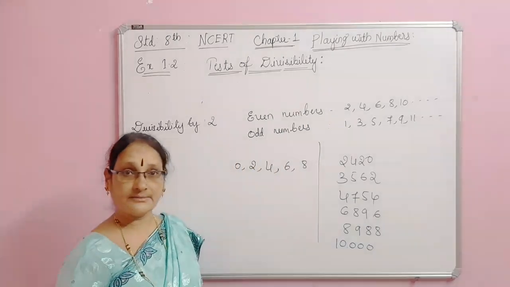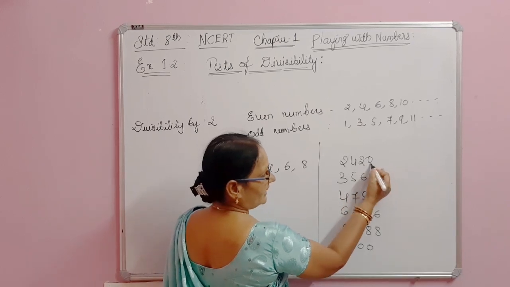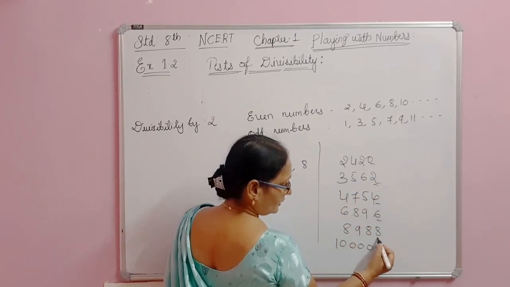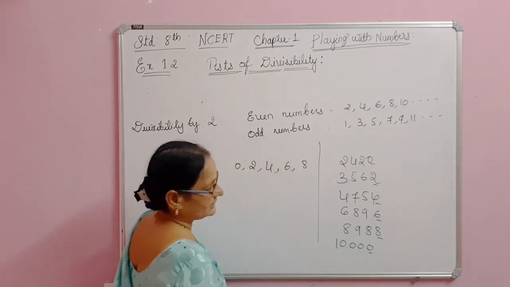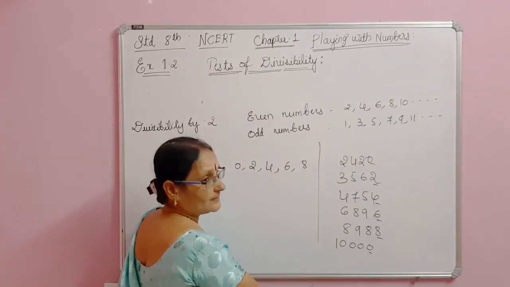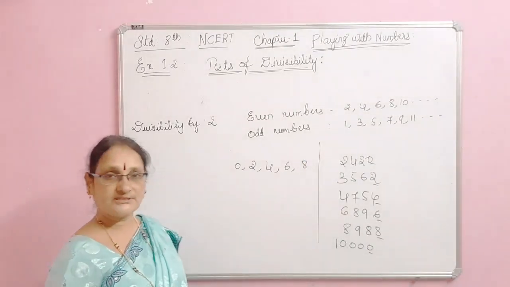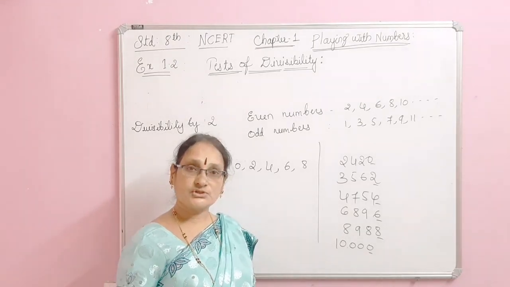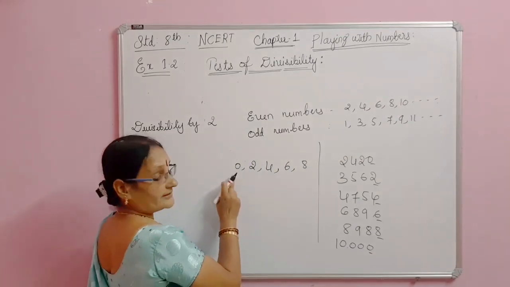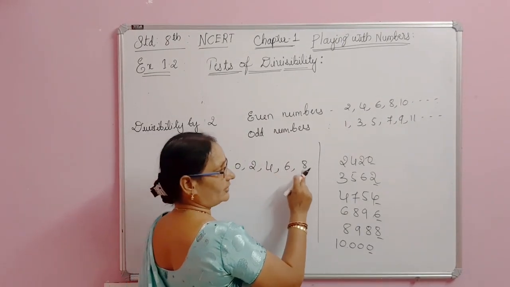Not only these numbers, this type of numbers: numbers which end with either 0 or 2 or 4 or 6 or 8. Such numbers are divisible by 2. So what is the divisibility test? The given numbers should end with either 0 or 2 or 4 or 6 or 8.